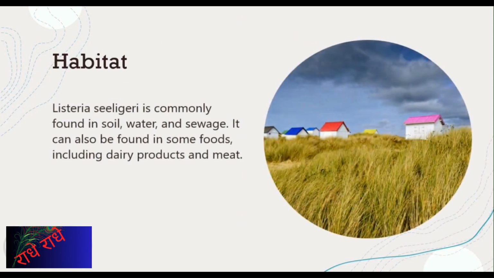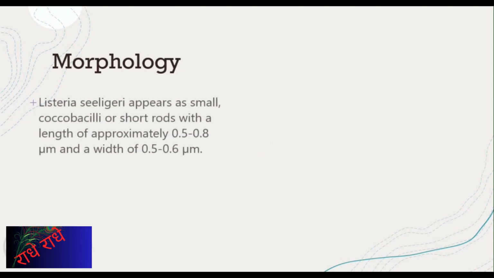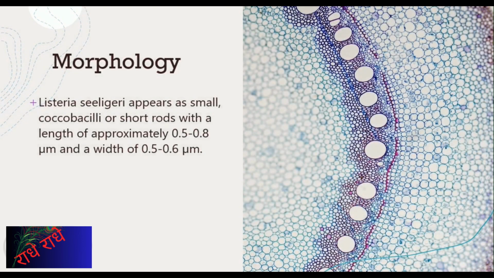Listeria seeligeri is commonly found in soil, water, and sewage. It can also be found in some foods, including dairy products and meat. The morphology of Listeria seeligeri is typically that of small rods, commonly referred to as coccobacilli, with a length of between 0.5 to 0.8 microns and a width of 0.5 to 0.6 microns.